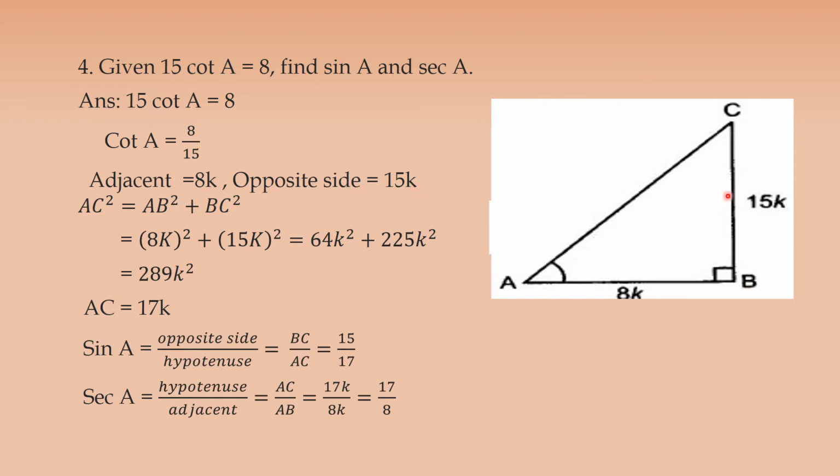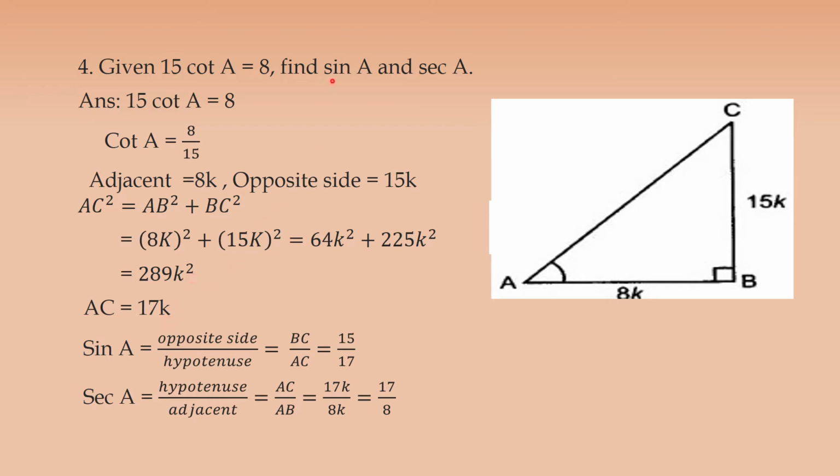Take a right triangle, right angled at B. Let A be an acute angle. So we can say AB, which is the adjacent side, is 8k and BC, which is the opposite side to A, is 15k. For finding the hypotenuse AC, we can apply Pythagoras property. AC square is equal to AB square plus BC square, which is 8k whole square plus 15k whole square equal to 64k square plus 225k square. From this, AC is equal to 17k by taking the square root of 289k square.